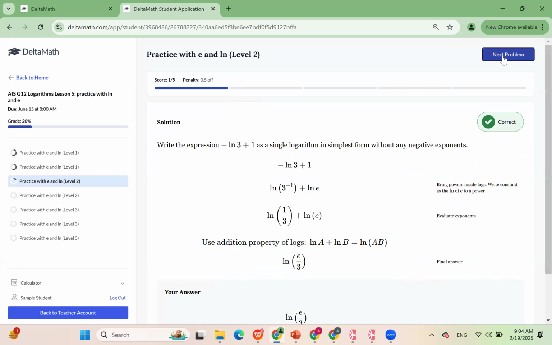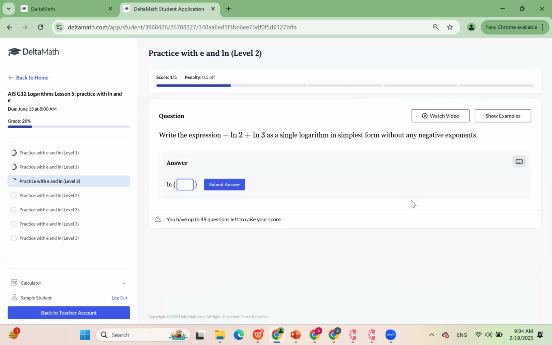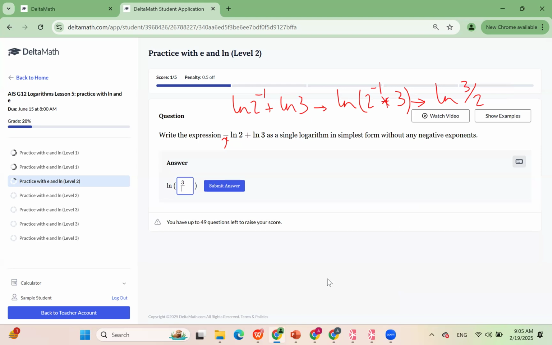Let's try another problem. This one is a bit easier. We have negative ln 2 plus ln 3. First we take the negative sign as a power inside, so it becomes ln 2 power negative 1 plus ln 3. This is the same as ln of 2 power negative 1 times 3, and this is the same as ln of 3 over 2. So the final answer here would be ln of 3 over 2.